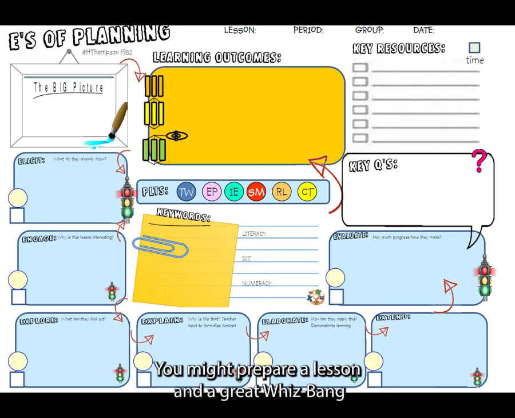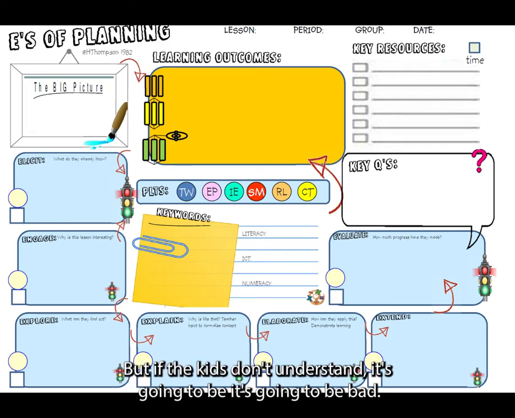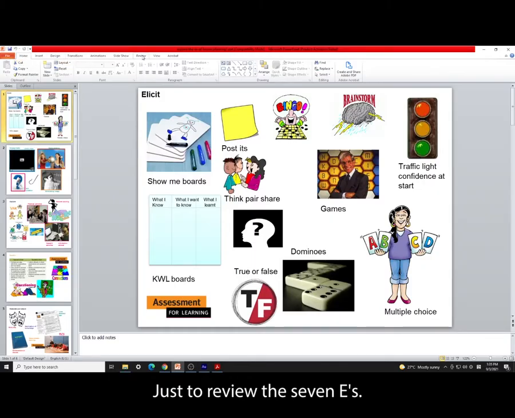You might prepare a lesson, and a great whiz-bang lesson at that, and with a fun activity. But if the kids don't understand, it's gonna be bad. So that is a real factor with that. So just to review the 7 E's.